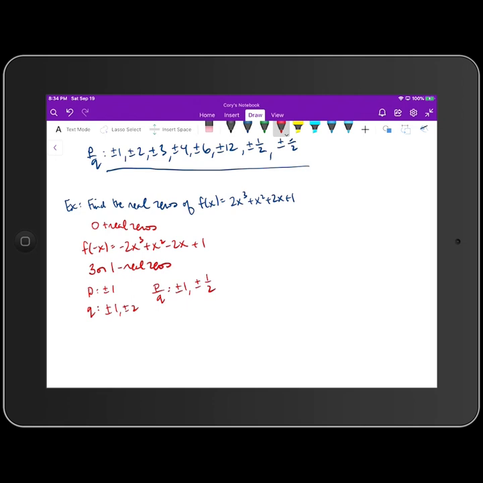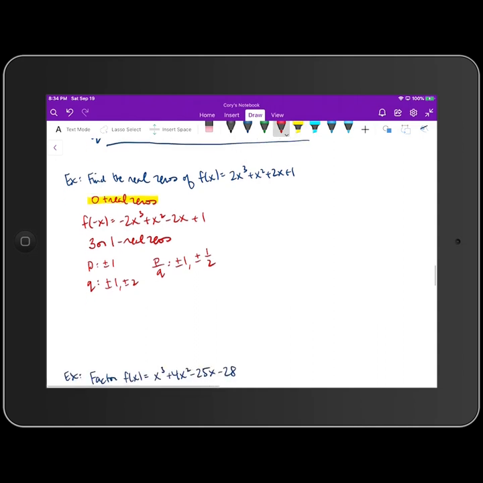We only have 4 potential p over q values, but the fact that we used Descartes' rule of signs to show that there are 0 positive real zeros means we only have to test the negative ones. So we only really have 2 values that we have to test, okay? So I have a good feeling about negative 1/2. We're going to test that.